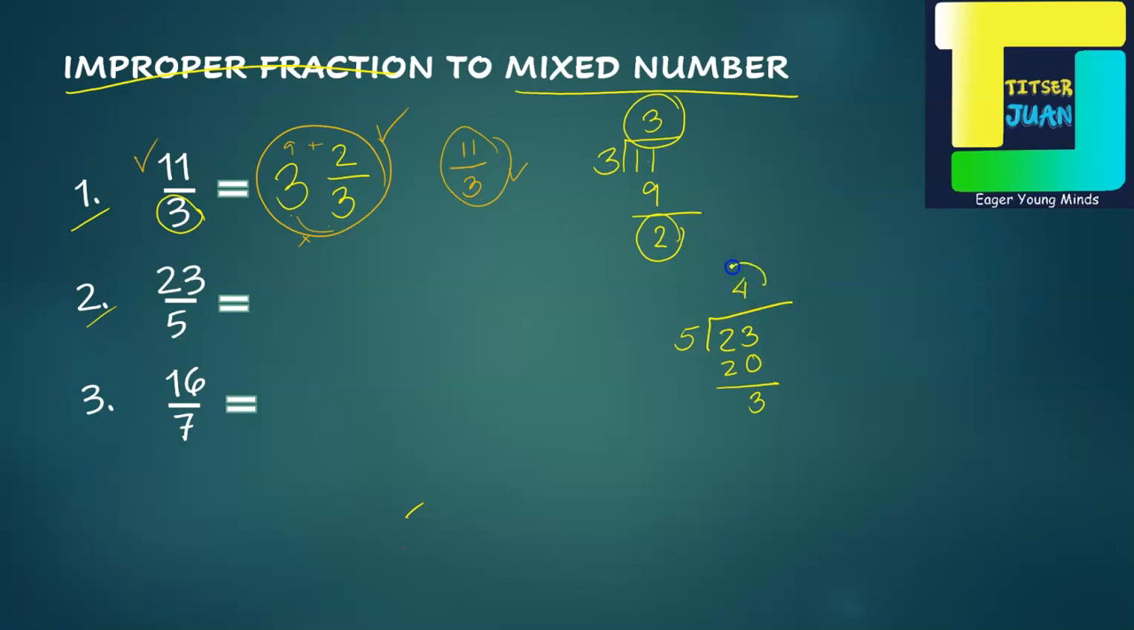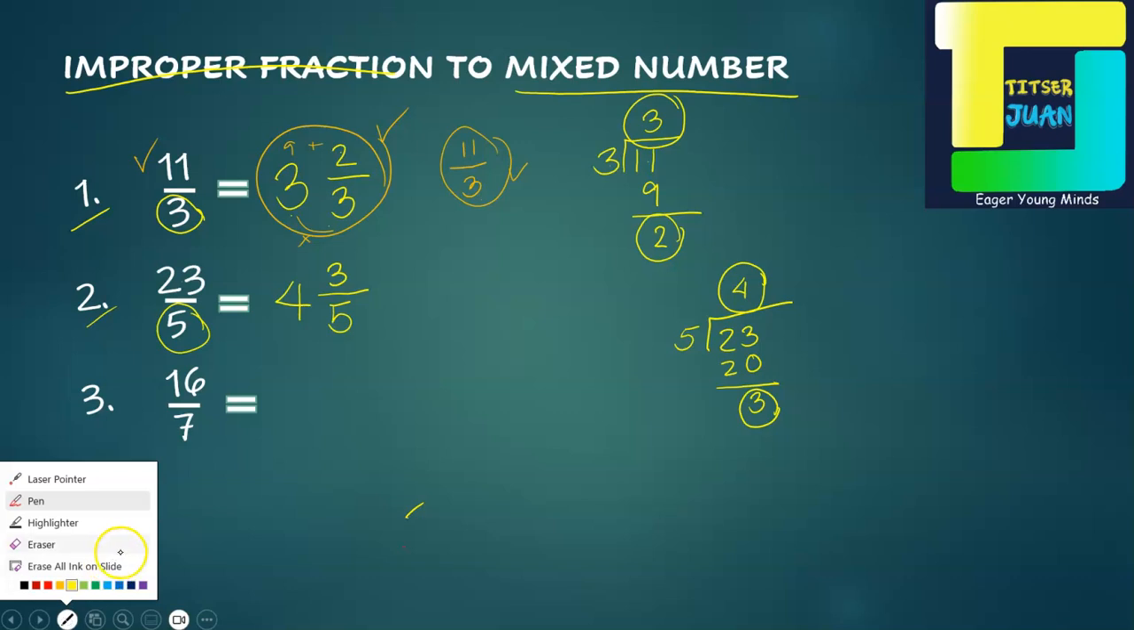So ganun uli. Itong nasa taas na to, ito ang ating magiging whole number. Itong remainder na nasa baba, ito ang ating magiging bagong numerator, that is 3. And ang denominator natin ay kukopyahin lang natin, hindi naman yan magbabago.